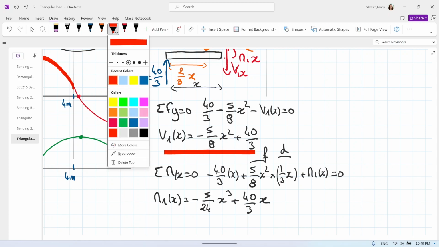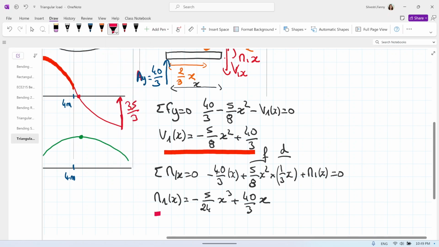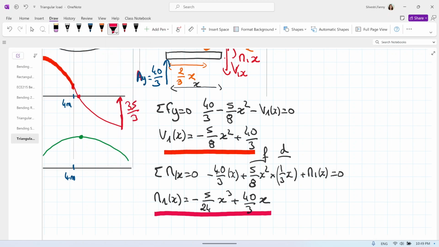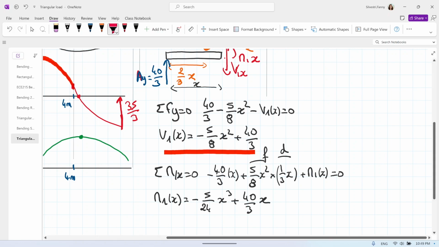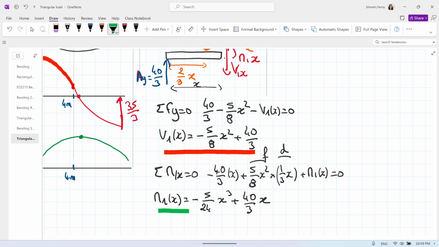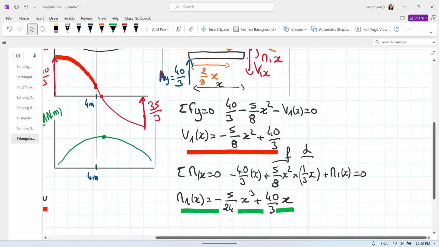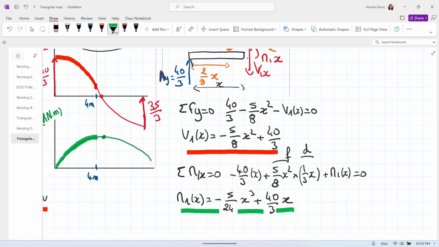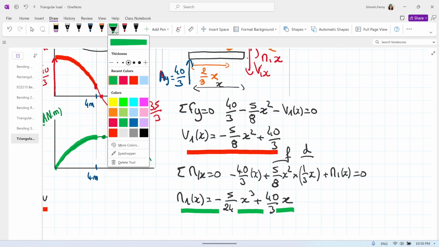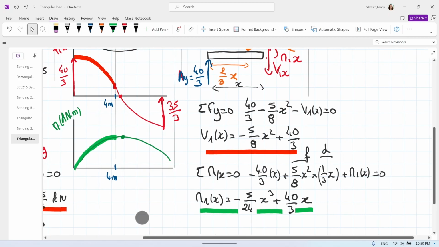Let me make it another color. This equation will be from 4 meters to 10 meters this way. Not this one. The green one will be this one up to 4. When x equals 0, the moment equals 0. That looks good.